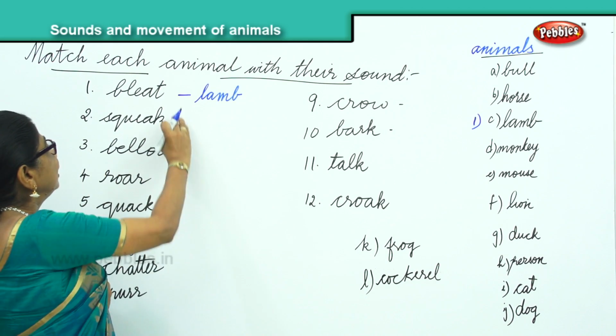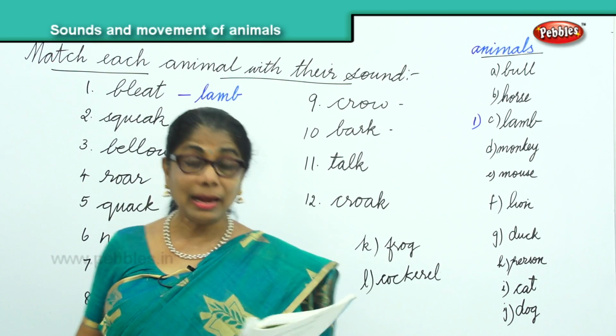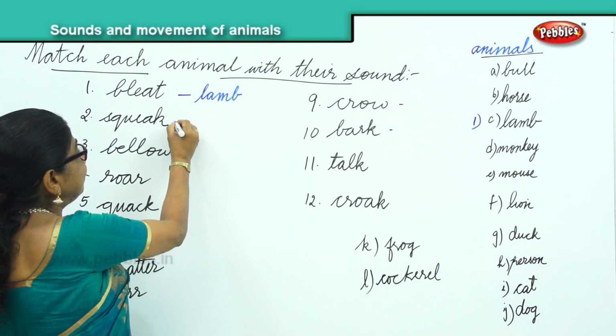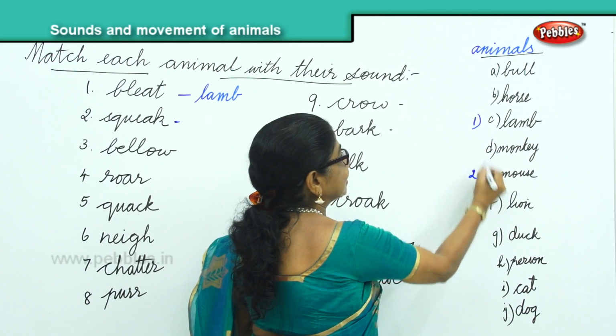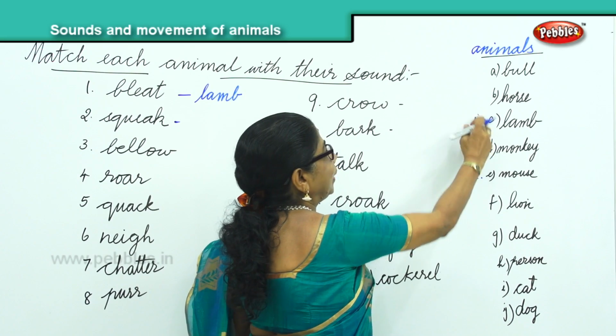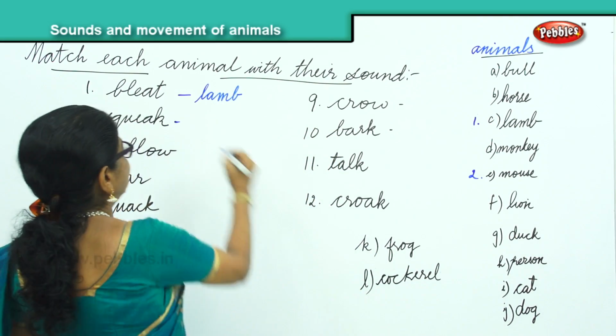Next one we have squeak. Who squeaks in your house? A mouse. There will be a little mouse in your house and that squeaks. So a mouse squeaks. A lamb bleats. A mouse.